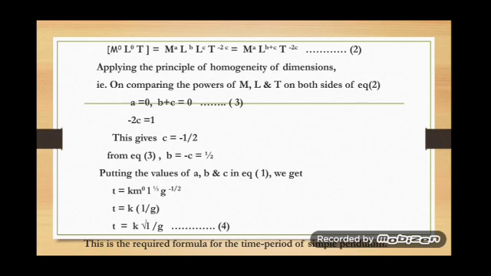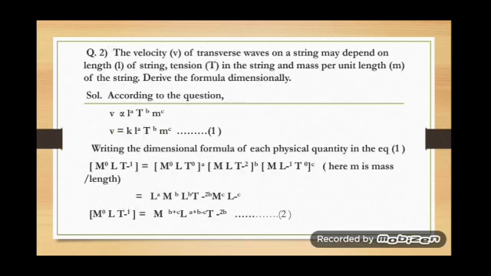This is the required formula for the time period of the simple pendulum. Now we will solve the next problem. The question is, the velocity v of the transverse wave on a string depends on length L of the string, tension T in the string, and mass per unit length m of the string.